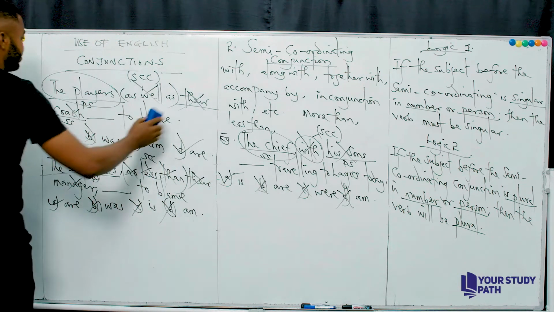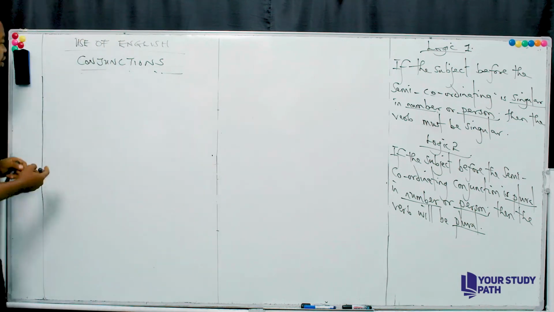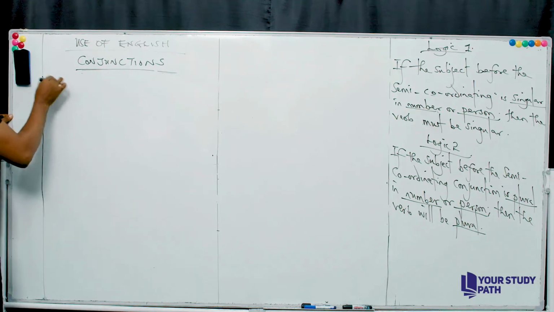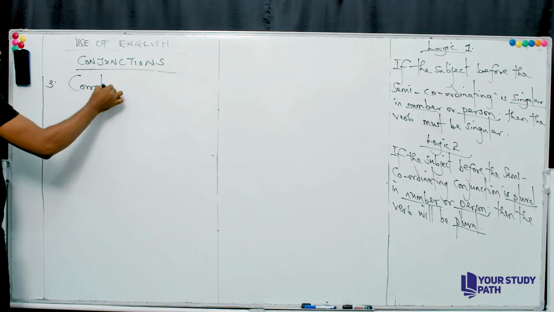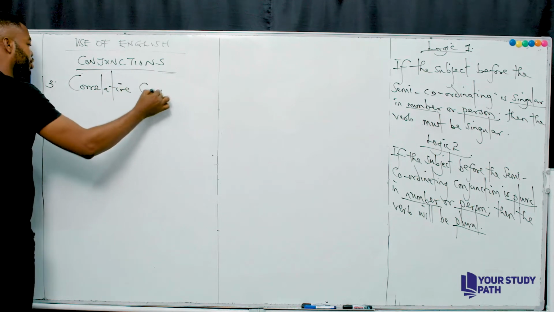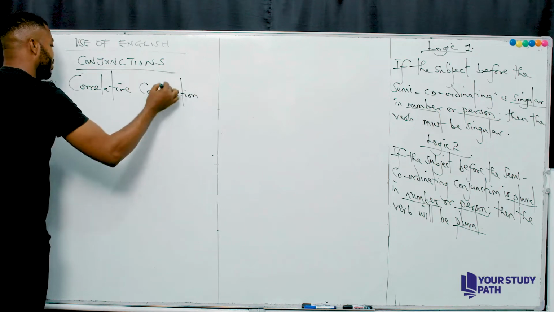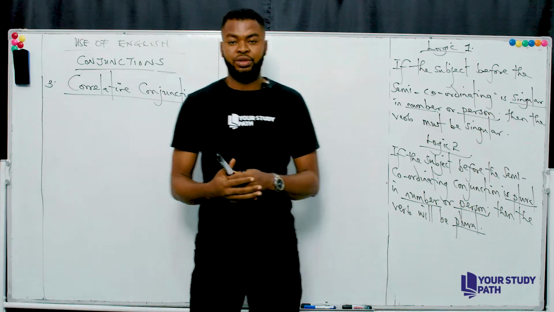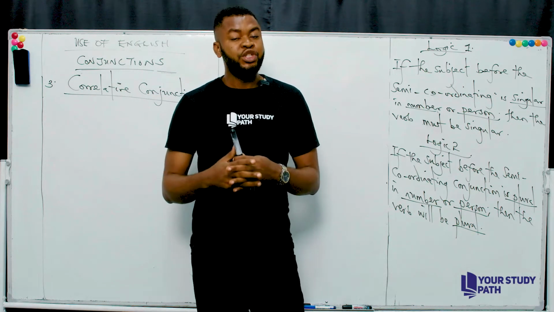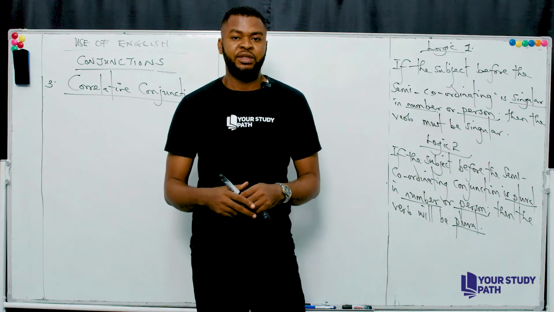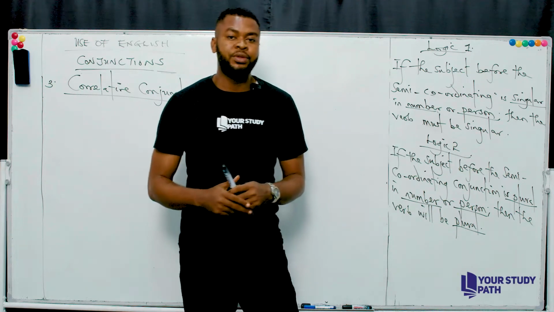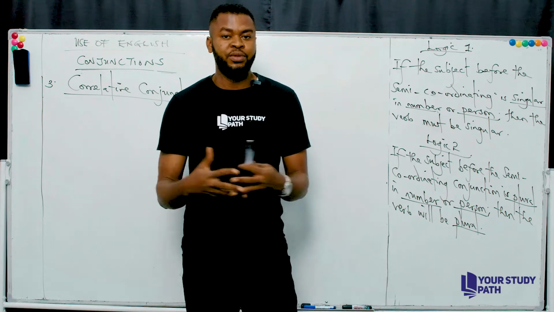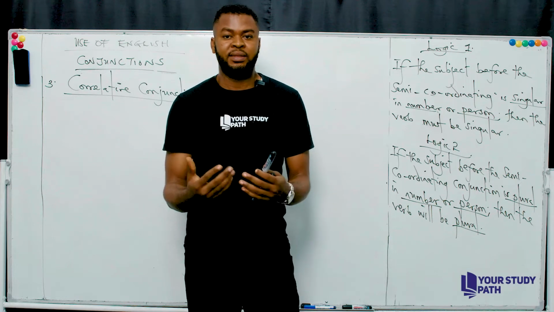Now, let's proceed to correlative conjunctions. That's the third part. Correlative conjunction. Now, what's the meaning of correlative conjunction? This is a conjunction that is usually used in pairs. That is, it is used in double. That's to indicate pair, that it comes in pairs. It comes in double. It comes in two parts.